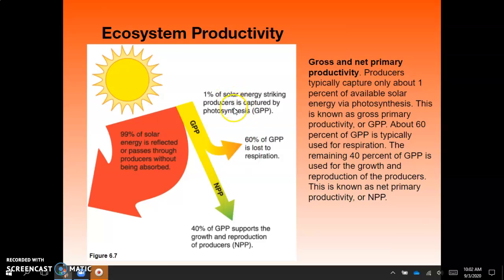1% of solar energy striking producers is captured by photosynthesis. So the producers don't even take up that much radiation. It's just kind of impossible for them to be able to absorb it all. And then 99% of that energy is reflected or passes through producers without actually being absorbed. So in terms of the radiation that falls onto the earth in a year, or on any given day, not much of it is absorbed. 1% of the total energy is absorbed by the producers and actually used for primary production.